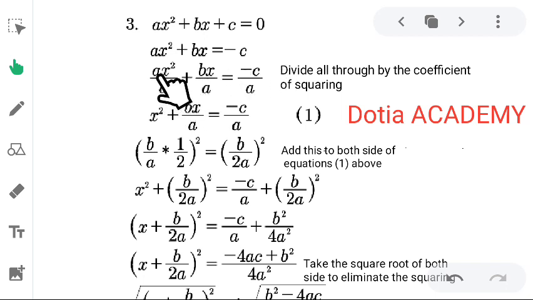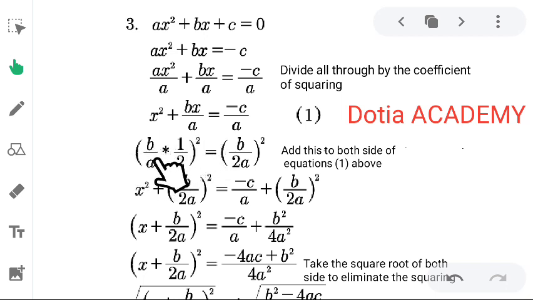You have ax squared divided by a, bx divided by a is equal to minus c divided by a. As you can see, divide all through by the coefficient of x squared. So a divided by a, you have x squared plus bx over a is equal to minus c over a. So what you are going to do now is to take the coefficient of x. The coefficient of x is b over a. Divide it by 2 and square it, just as we have done.